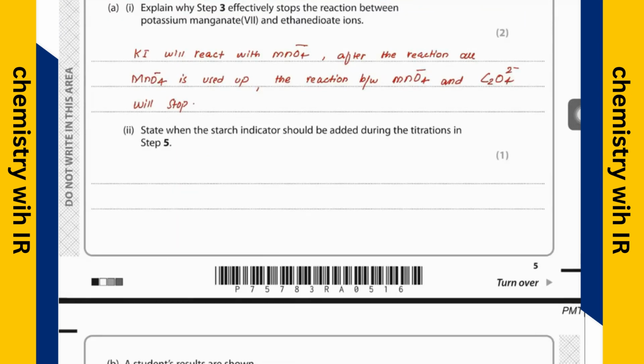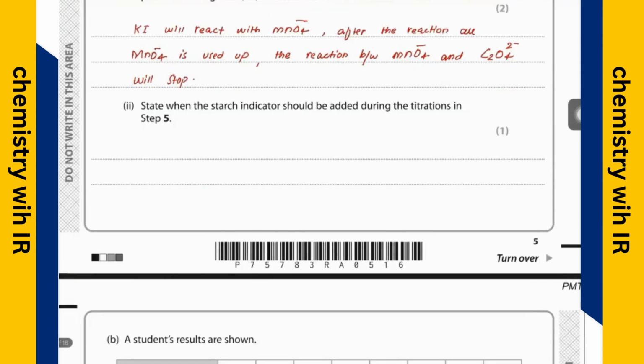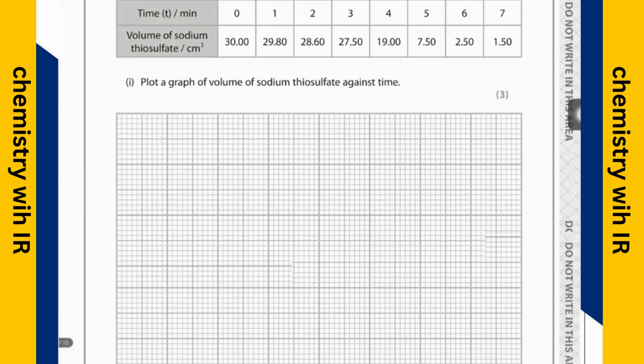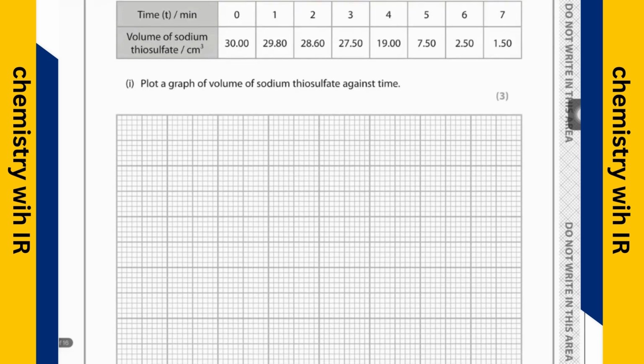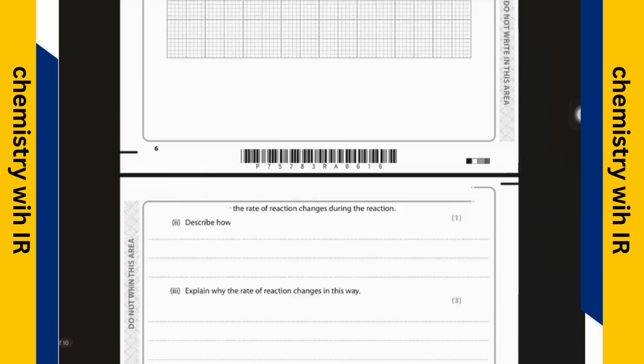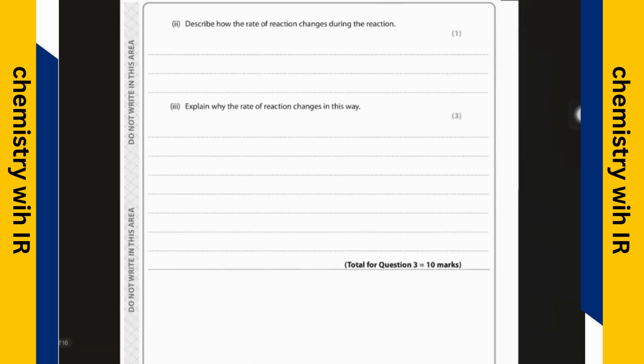So I'm supposed to write when the solution turns to pale yellow. Okay, graph. Will you be drawing this curve? Should I skip this question? Yes, it would take so much time. Then describe how the rate of reaction, of course this reaction is related to the graph. Explain why the rate of reaction.